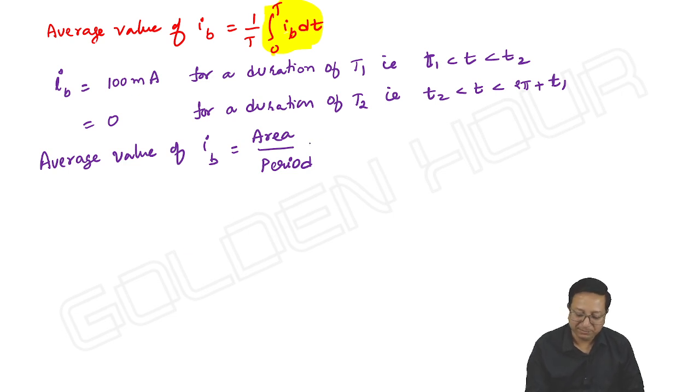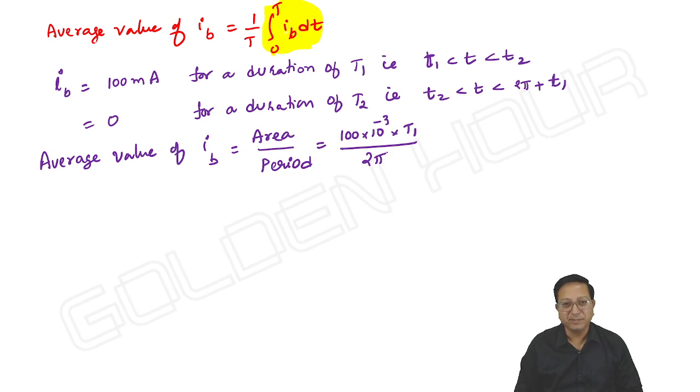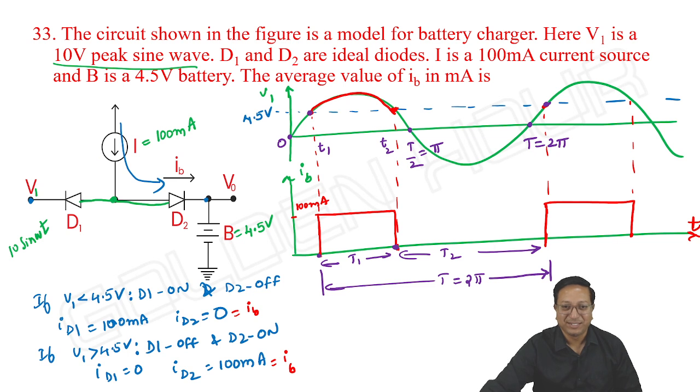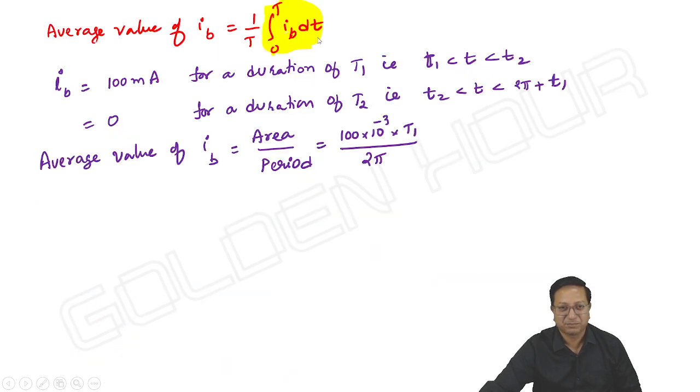What is the area here? Area means I can write 100 milliampere is the height and the width is T1 by period, 2 pi. This is also fine. Next, how to find T1, capital T1? That is our next point of interest. 100 milliampere into T1 is the area. Or we can even substitute in this formula. The formula is known, right? Not required.